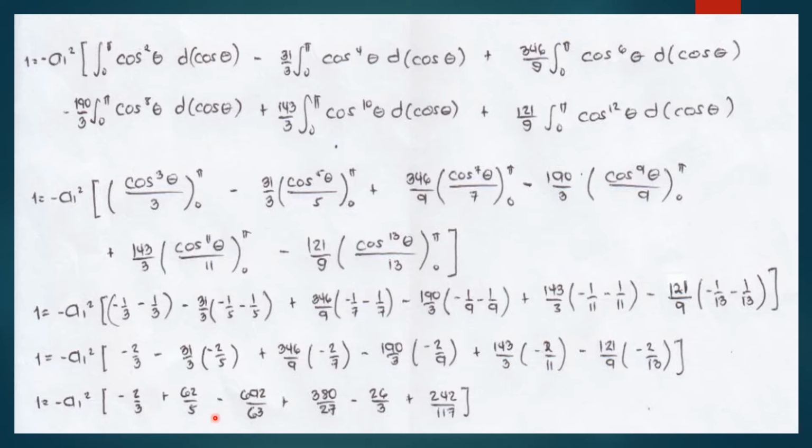So we need to determine the LCD to easily add all of these terms. 1 is equal to negative A1 squared bracket negative 2 over 3 plus 62 over 5 minus 692 over 63 plus 380 over 27 minus 26 over 3 plus 242 over 117.